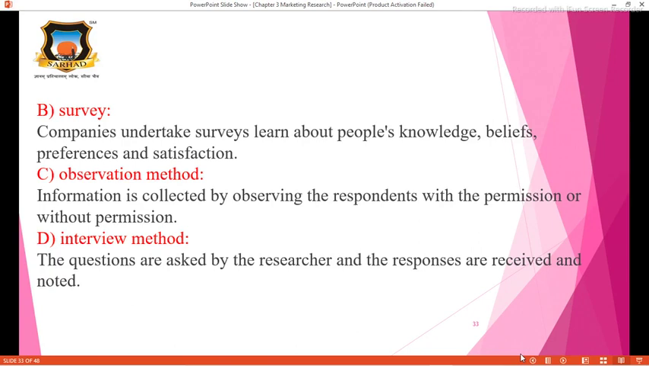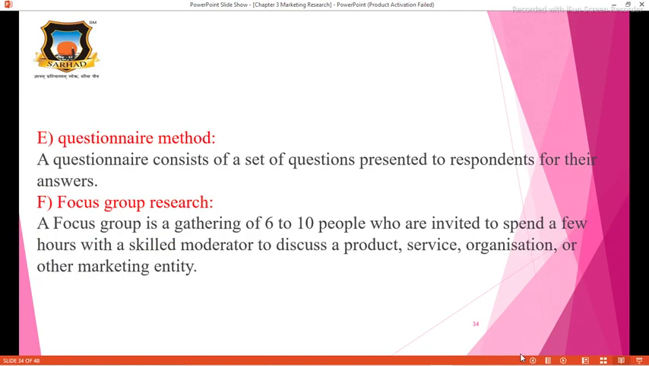The next is the interview method. The questions are asked by the researcher and the responses are received and then noted. The next method is the questionnaire method. A questionnaire consists of a set of questions presented to respondents for their answers. Here, the researcher prepares a set of questions and circulates them to the respondents.